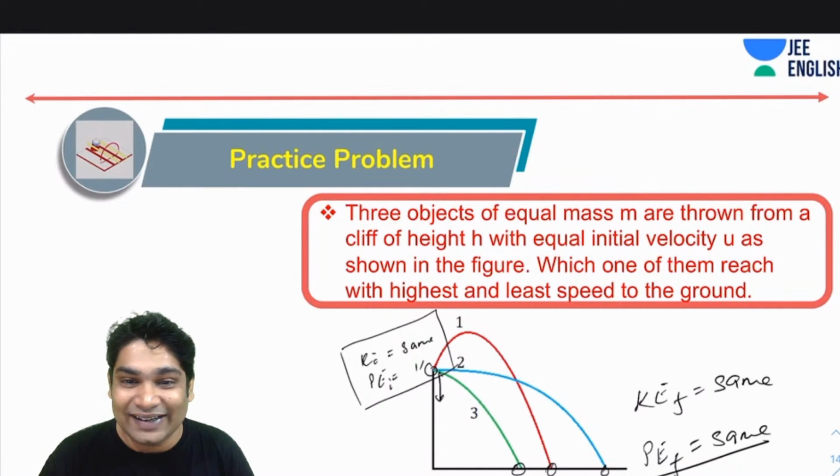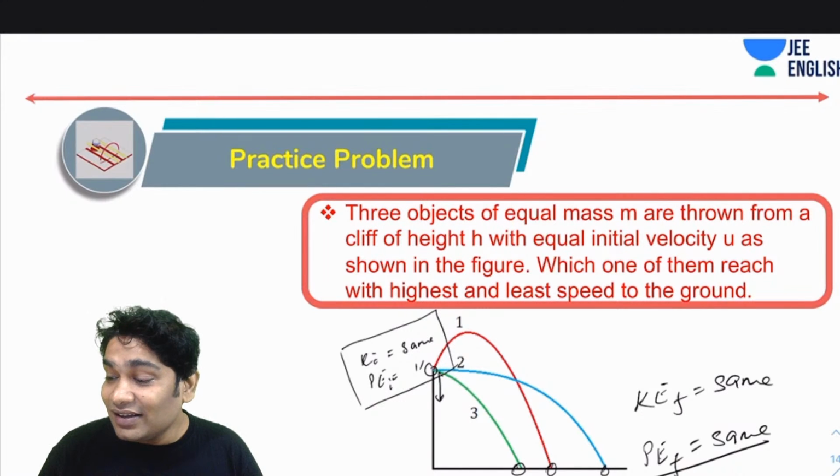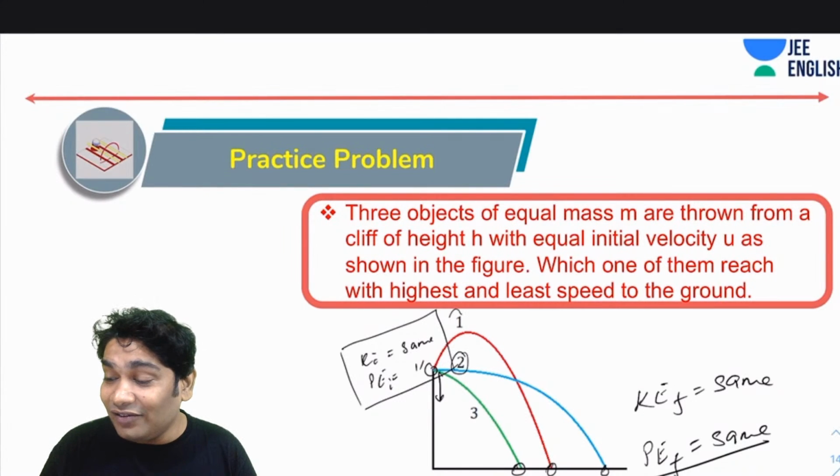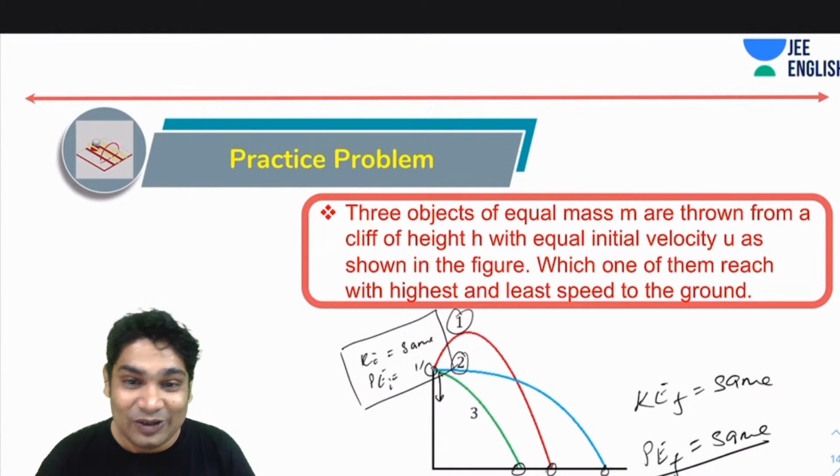Yes, Pavan got that right. Then the second one to reach the ground will be number 2. And one will reach the ground the last. Alright.